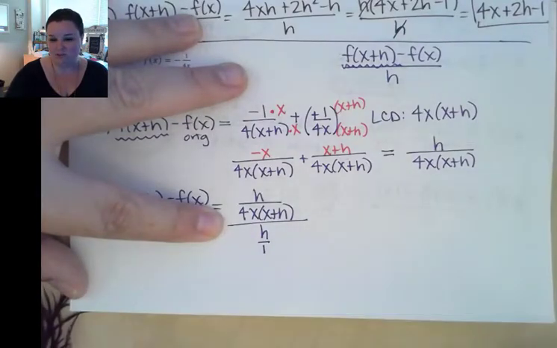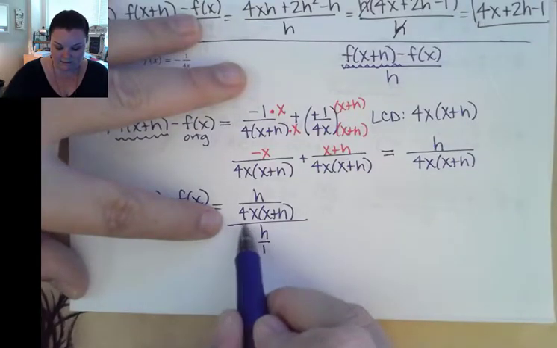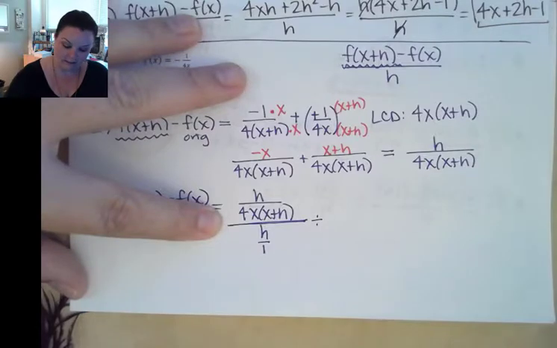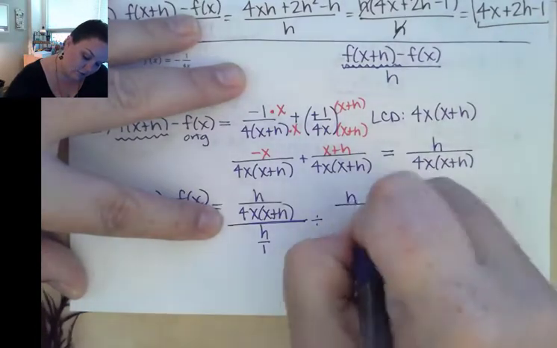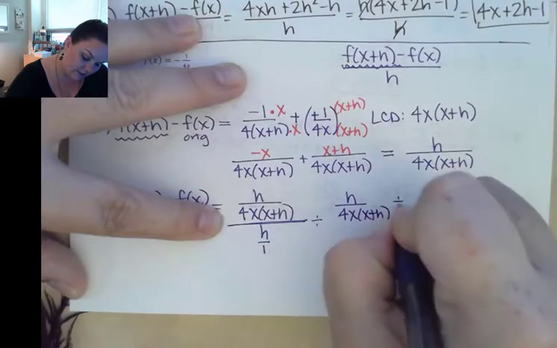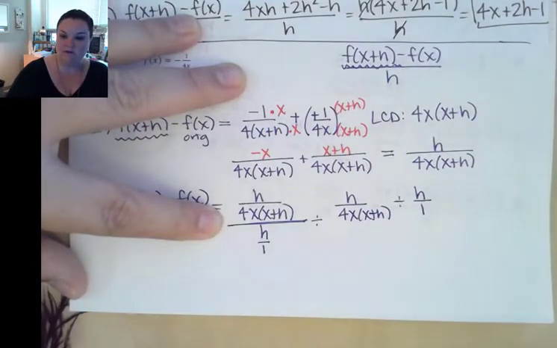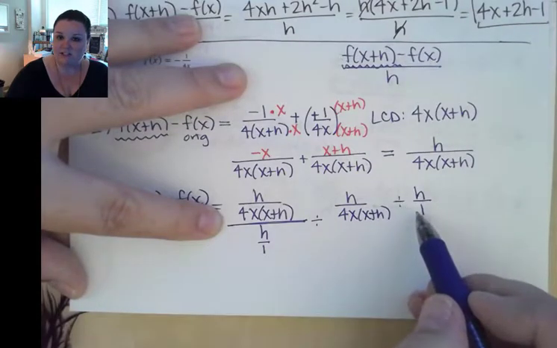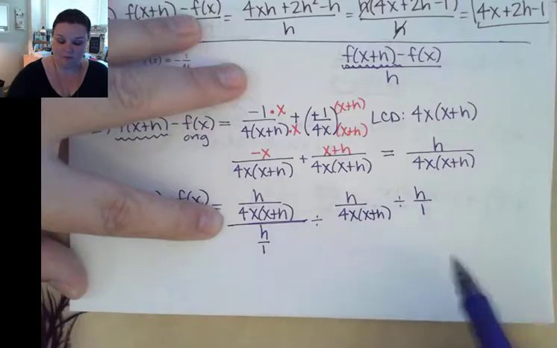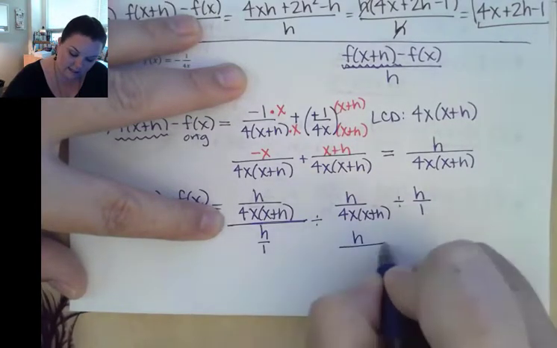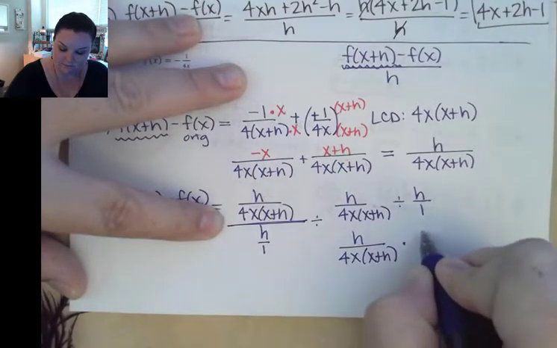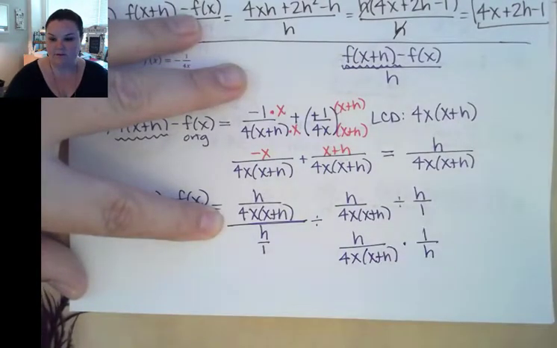I could write it as h over 1. And we know that this division line, or this fraction line, represents division, right? So I could write this as h over 4x times x plus h, divided by h over 1. And then when we divide fractions, remember, this becomes a multiplication and we multiply by the reciprocal. So that becomes h over 4x times x plus h, times 1 over h when I flip it.